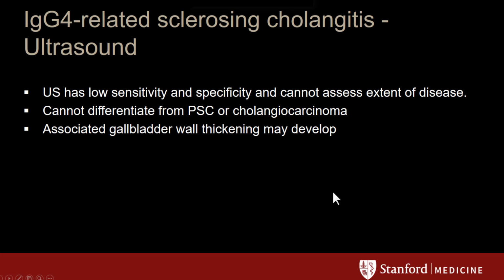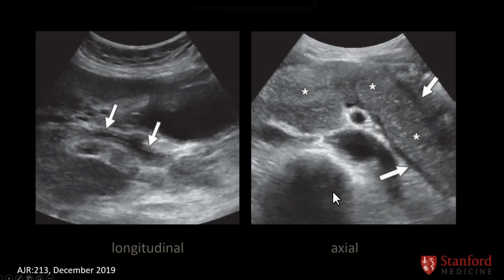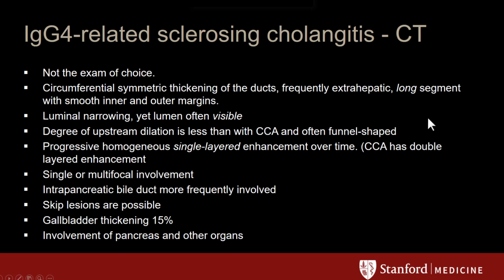Ultrasound is not that helpful. In this case, again, you can see this thickening of the duct. Notice that the lumen is not obliterated. So although the duct is thickened, it remains patent. And look at this big fat juicy pancreas here. And it has this hypoechoic halo around it, sort of classic autoimmune pancreatitis.